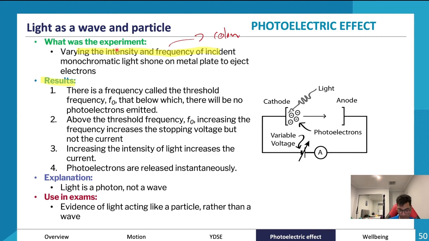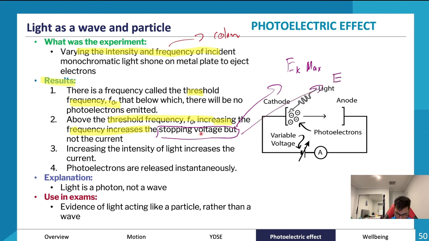So some results with the photoelectric effect. There's something called a threshold frequency, which, as we know, is the minimum frequency to actually emit those photoelectrons. If your frequency is above the threshold frequency, and you increase the frequency of the light, it's going to increase the stopping voltage. Stopping voltage is just another word for EK max, or in other words, how much energy the electron has.